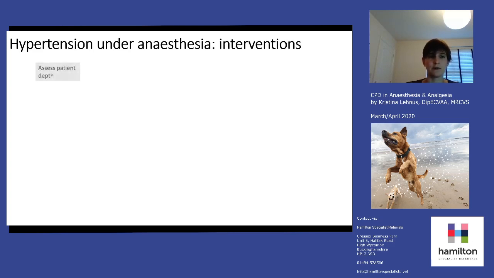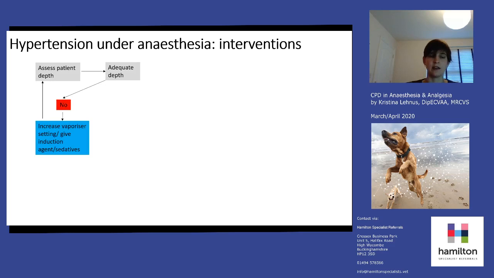So under anesthesia, as I say, assess your patient depth. If the patient depth is inadequate, then you probably need to increase your vaporizer setting or give some induction drug, or maybe top up sedative, because the animal is too awake and therefore is getting sympathetic stimulation, which is causing the hypertension. And then you keep assessing your patient in that circle until you've got the balance right.